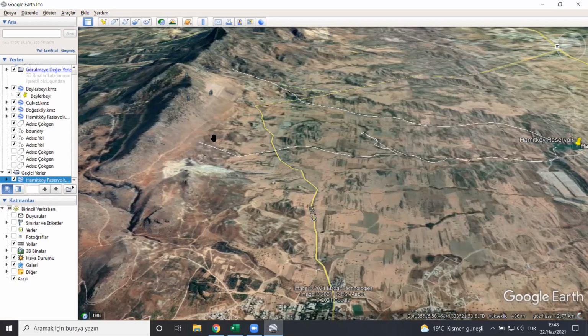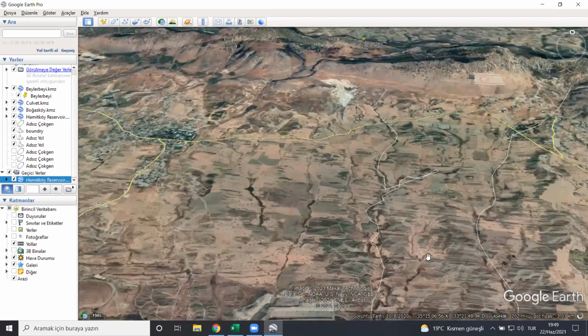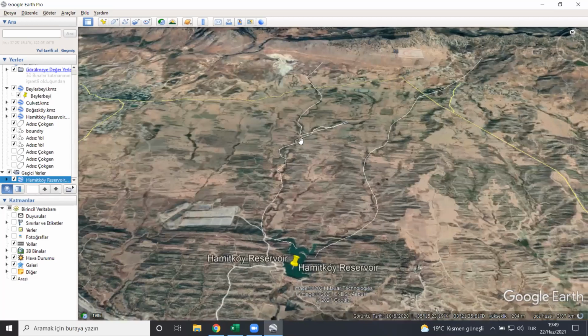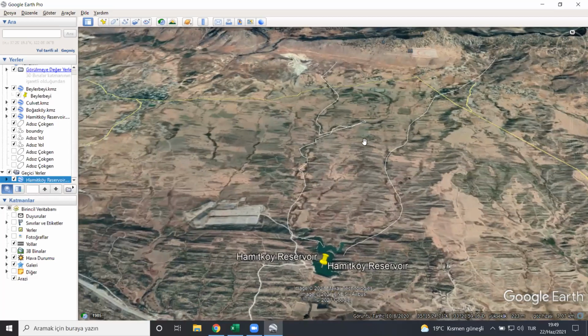This is why you need to come to Google Earth and draw your reservoir boundaries. How can you draw it? Let me show it to you as well. You see this white line. When you open it, there won't be a white line. You won't see it actually. So let me turn them off.